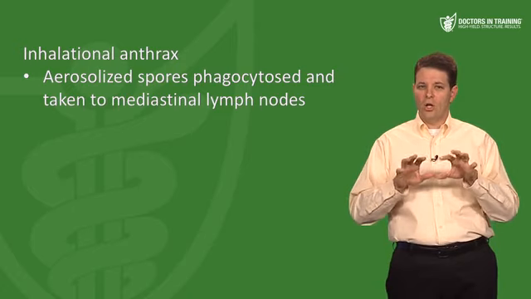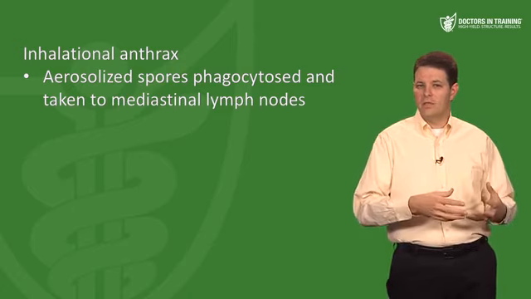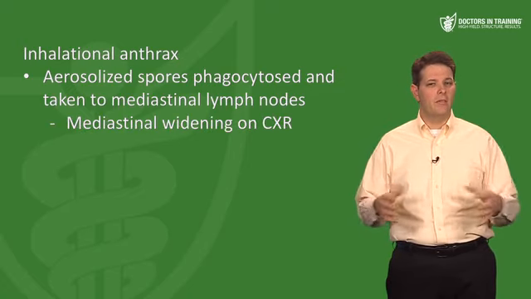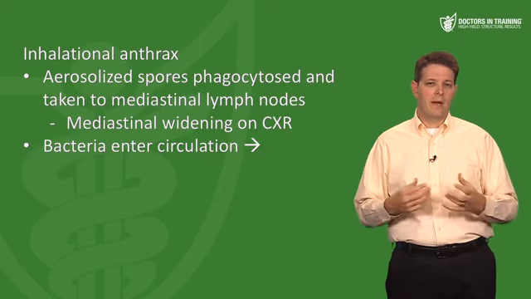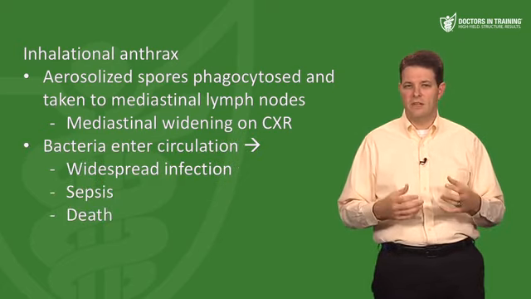So if anthrax spores are aerosolized and they're small enough to reach all the way down into the alveoli, they can be phagocytosed and taken to the mediastinal lymph nodes where the toxins cause trouble. So what you see on chest x-ray is mediastinal widening from that lymphadenopathy. The bacteria can then enter the circulation and cause widespread infection and sepsis and death.